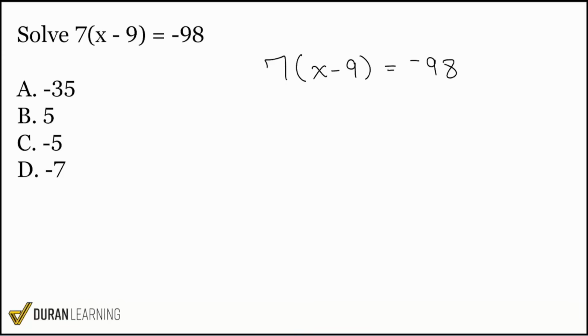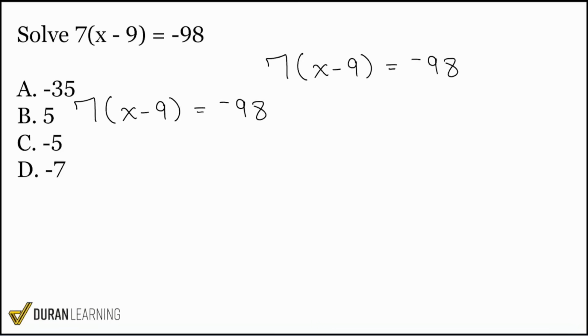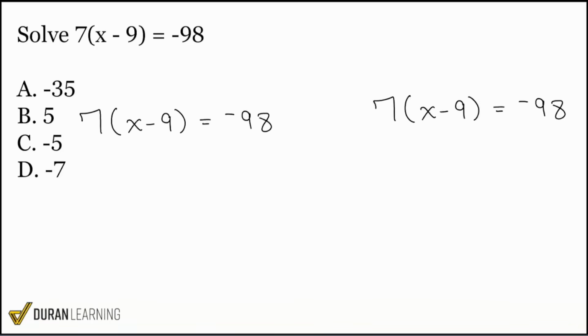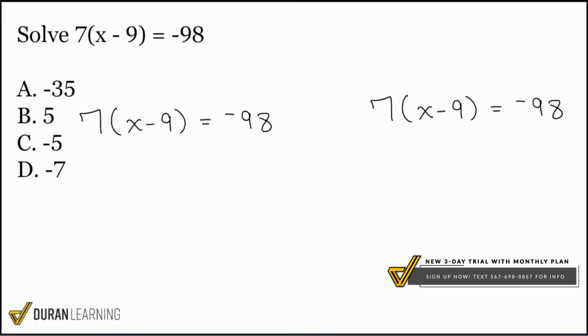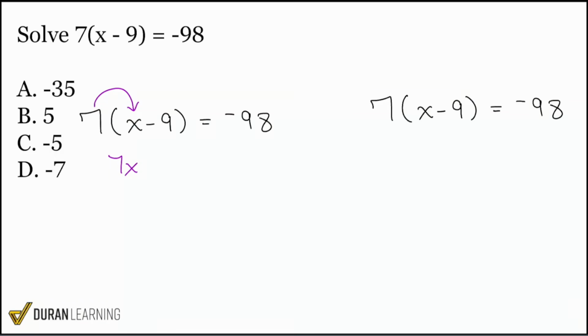So let me copy this nice and easy right over here. And then I'll move this one over here. And here we go. Everyone help me out. Let's distribute by multiplying the 7 to every term on the inside. 7 times x gives me 7x. And then after that, help me everybody, what is 7 multiplied by negative 9?